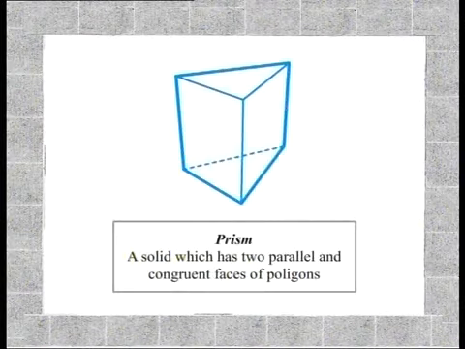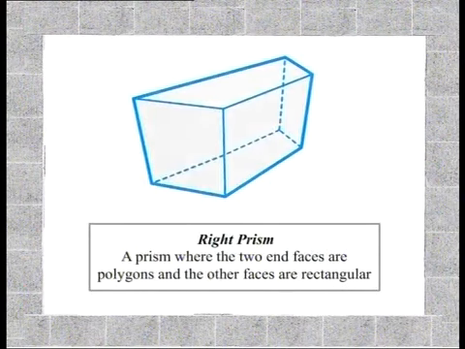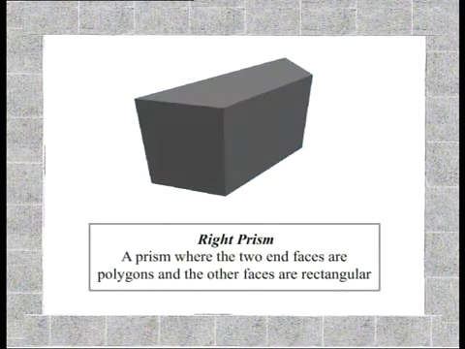Let's learn to derive the formula for the volume of prisms. A prism is a solid which has two parallel and congruent faces of polygons. A right prism is a prism where the two end faces are polygons and the other faces are rectangular. It has an axis which is perpendicular to the center of its base.